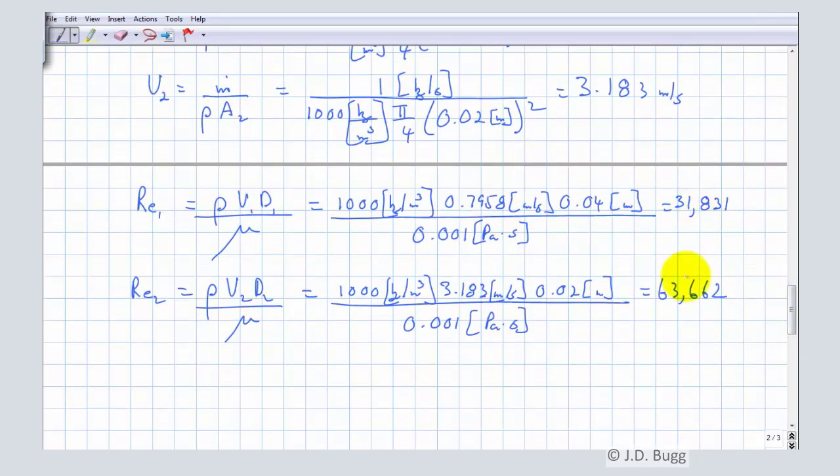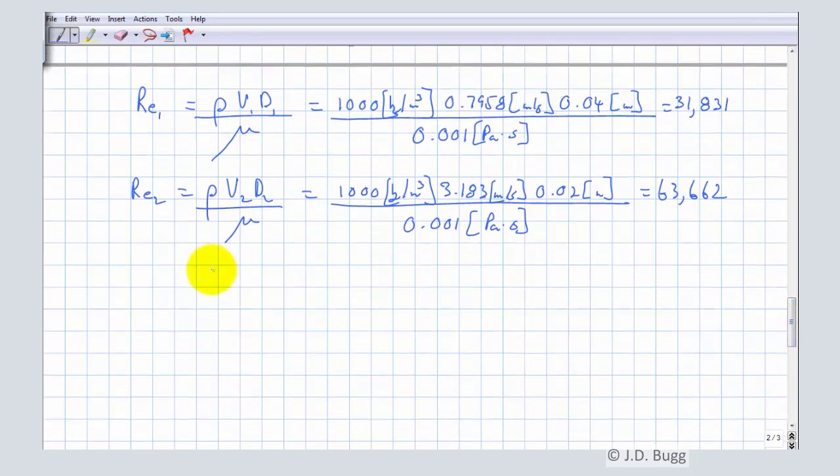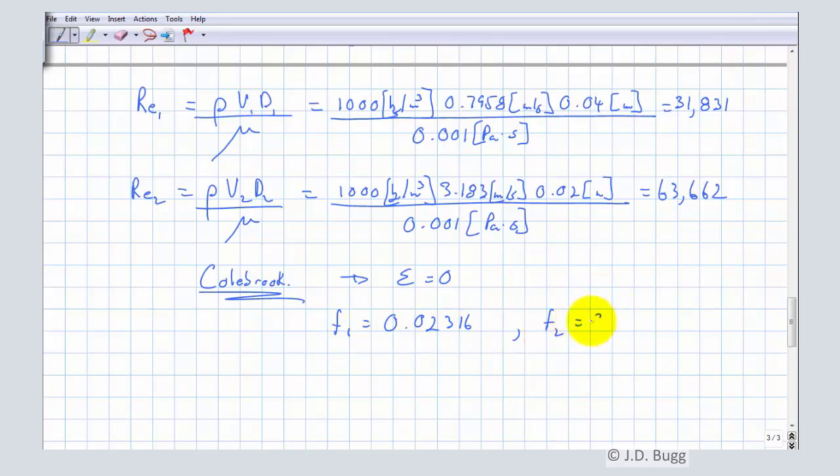So we have the two Reynolds numbers, so we can go to the Colebrook equation and get our two friction factors. And if you remember, the problem statement said that the pipes were smooth, so we're going to be setting epsilon equal to 0 for both of these pipes. So we say epsilon 0, take these two Reynolds numbers, and we get a friction factor of 0.02316 for pipe 1, and a friction factor of 0.01981 in pipe 2.